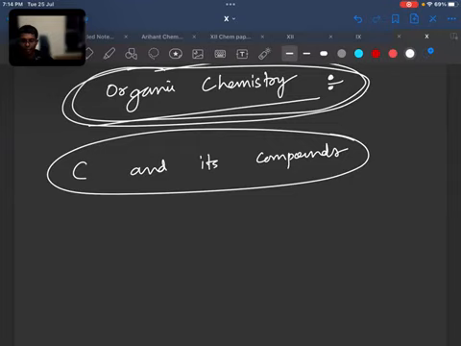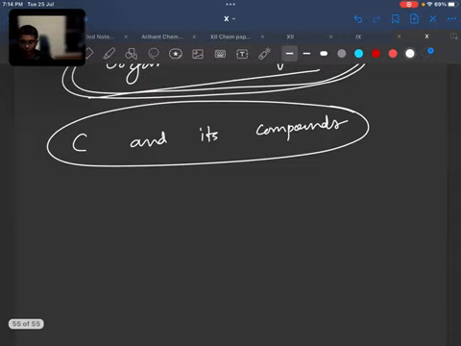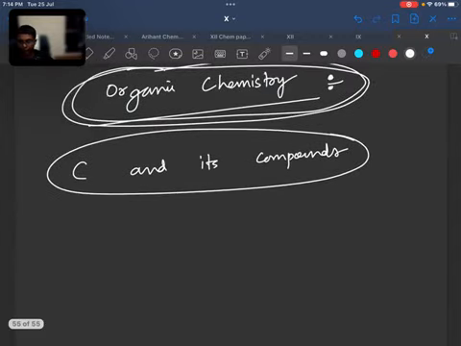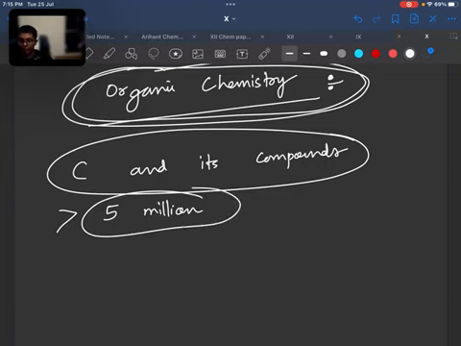So it involves carbon and its compounds. And there are more than 5 million organic compounds. More than 5 million. That's a huge number.